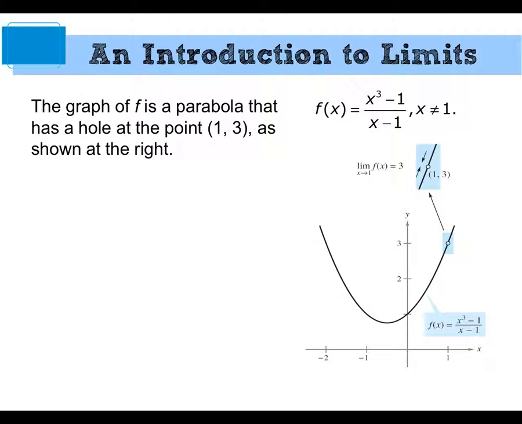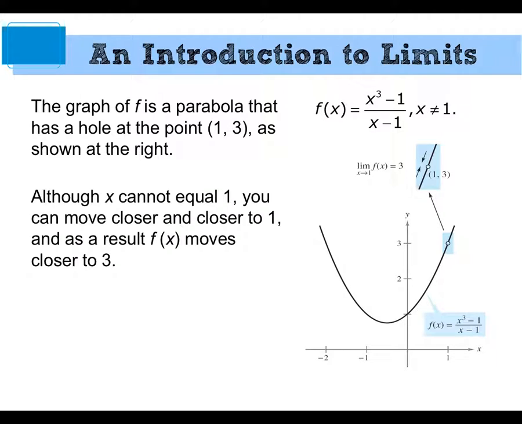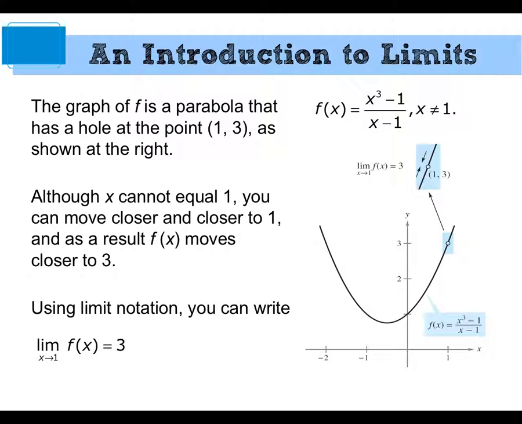Is there a limit at 1? Why is it 3? Again, don't overthink this. From the left it's 3, from the right it's 3. Is there a limit at 1? Yeah, it's 3 because the left-hand limit matches the right-hand limit. Does that make sense? Again, this is very similar to the previous problem we did. Okay, good.